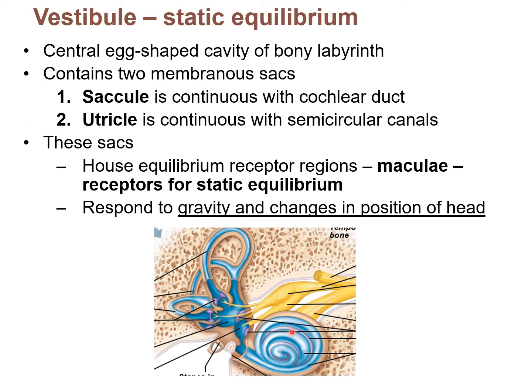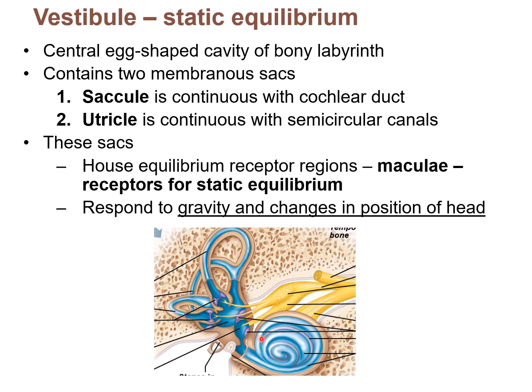We're done with the cochlea, which contains the receptors for hearing, the organ of Corti. Now let's move to the middle portion of the ear, which is the vestibule. Now the vestibule has two little sacs in it. You see a little sac here, a little sac there. They're called the saccule and the utricle. That's fine. Those are the areas inside the vestibule.